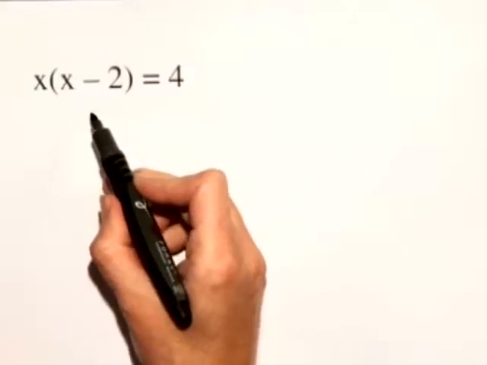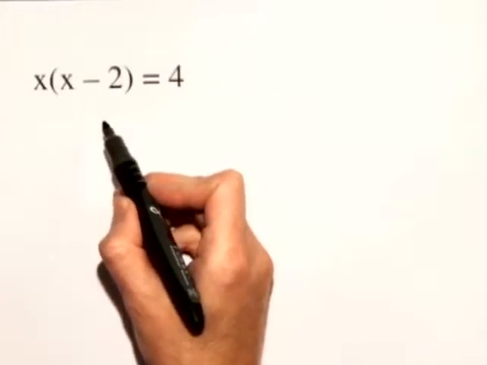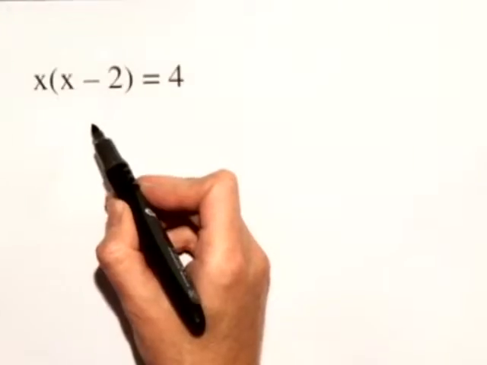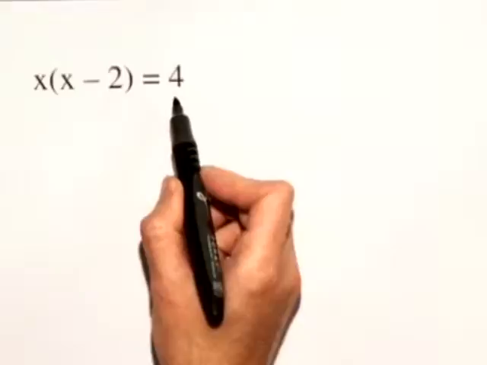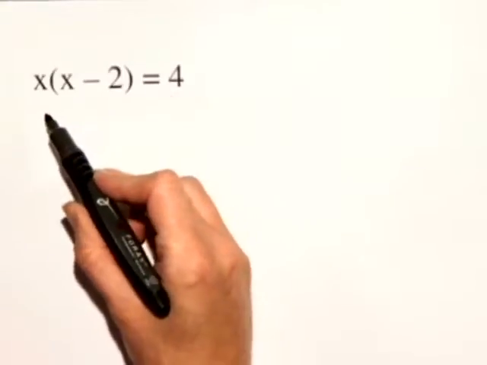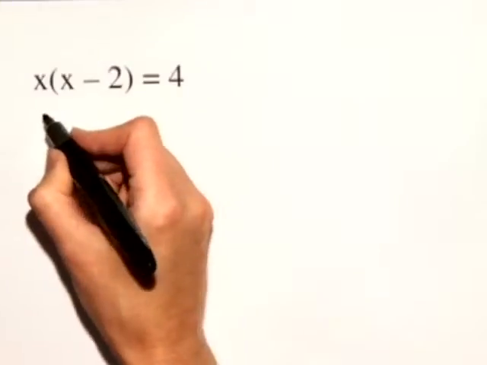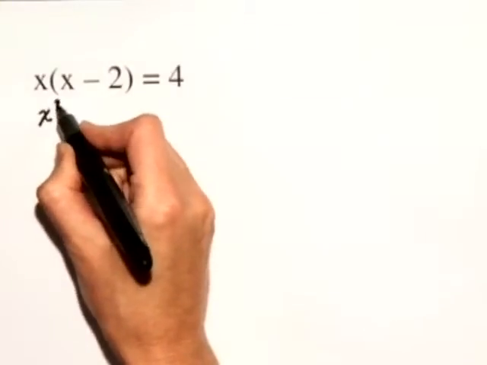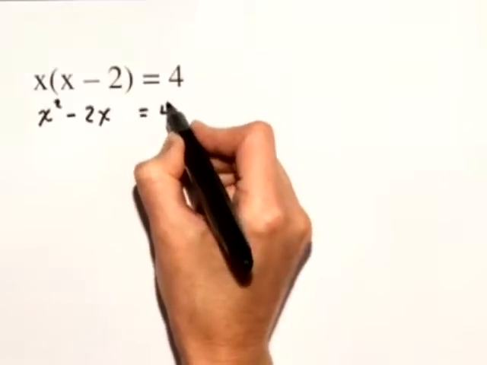For the next problem, we'll solve a quadratic equation. We have x times the quantity x minus 2 is equal to 4. Now notice we cannot use the zero product principle in this case because the right-hand side is not set equal to 0. So what we need to do is to distribute on the left-hand side. When we do, we'll have x squared minus 2x is equal to 4.